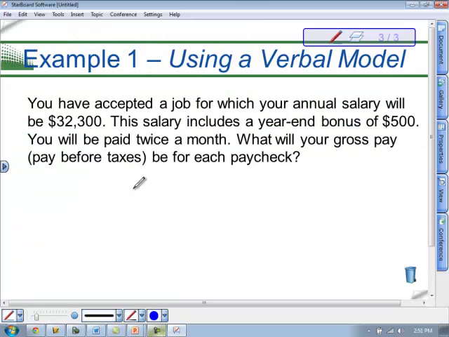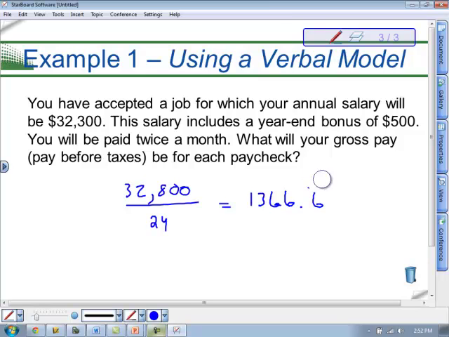Okay, so you want to figure out how much total money you're going to make in a year and divide that by the number of times you're going to get paid, clearly. So you're going to get paid $32,300 plus the $500, which is $32,800 for the year. And you're going to divide that by 24 paychecks that you're going to receive because you get paid twice a month. There's 12 months in a year, so that's 24 pay periods. That's going to give us how much each paycheck is going to be, obviously before taxes, which gives you 1,366.6 repeating, so we'll say 67 cents.